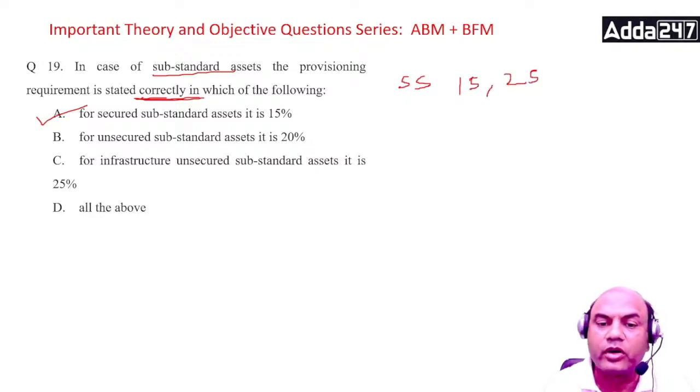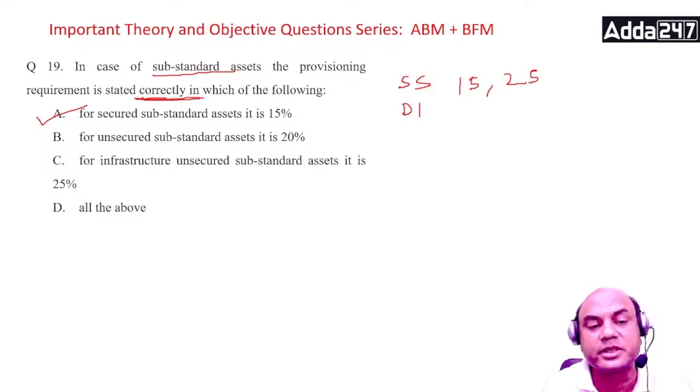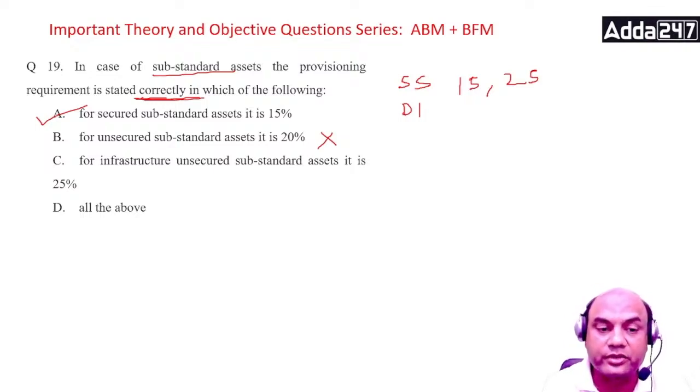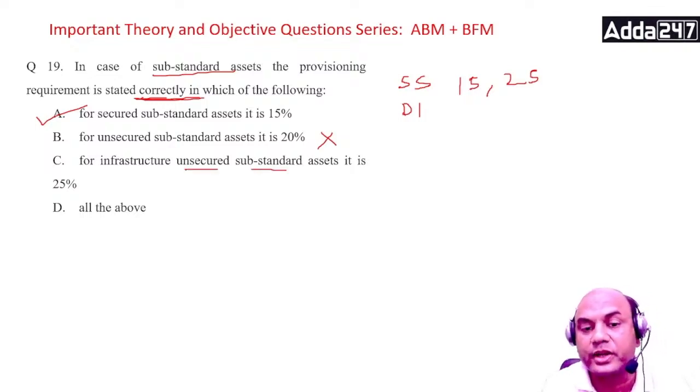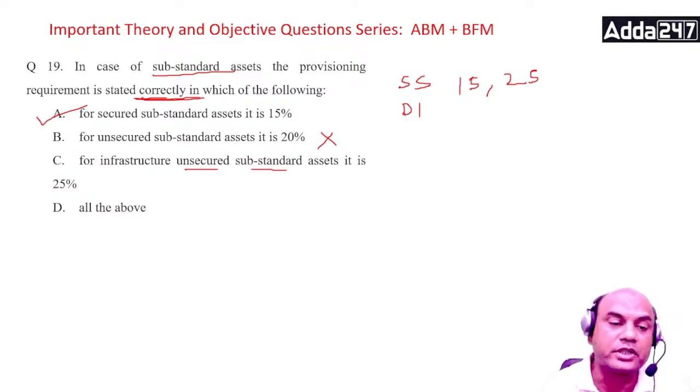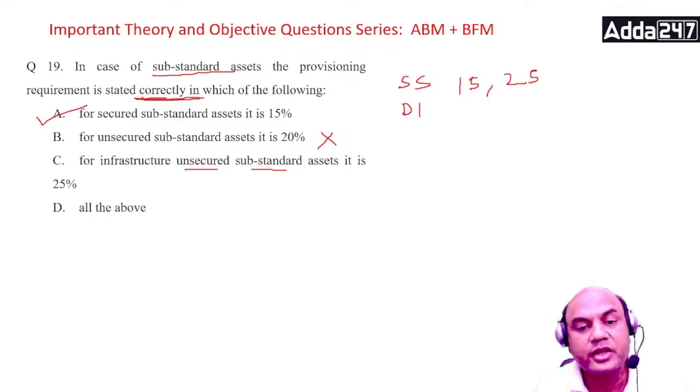Okay. See this, it's written over here unsecured substandard, so it is 25. That is wrong. Infrastructure unsecured substandard assets, it is 25%. Okay. Infrastructure unsecured substandard, that is reduced now by RBI. So that is not 25%. Got it? So the only correct answer over here is A.